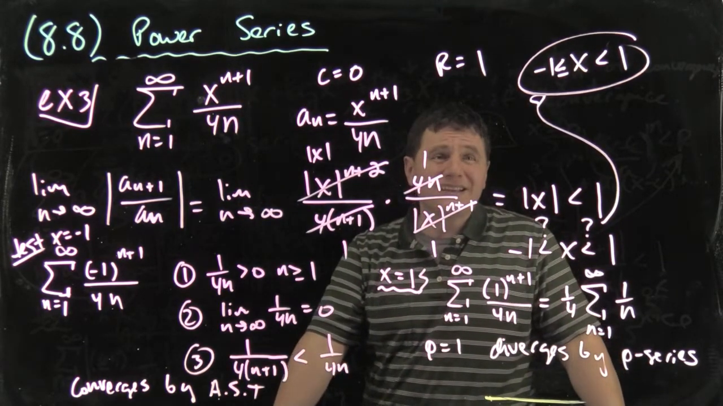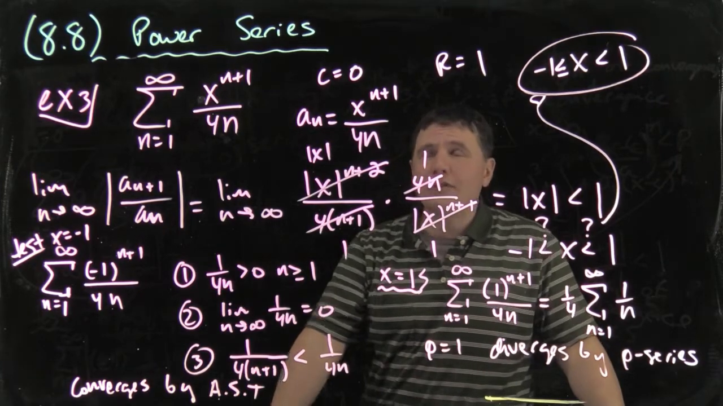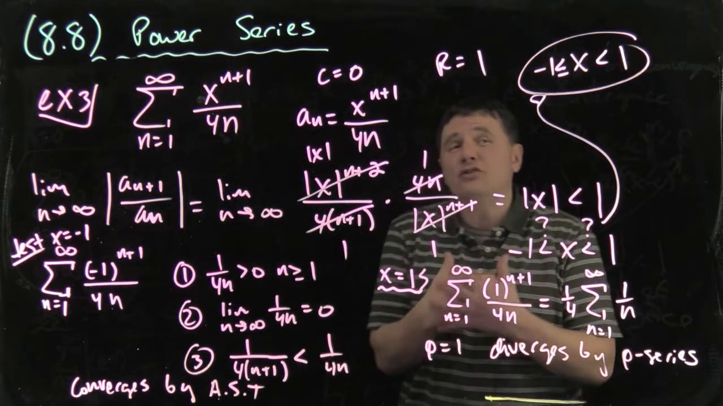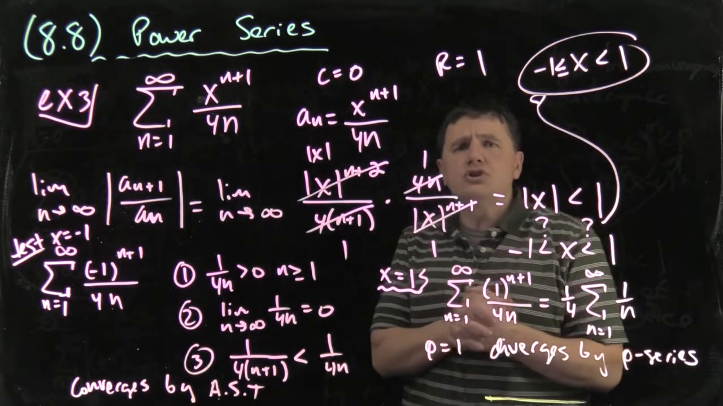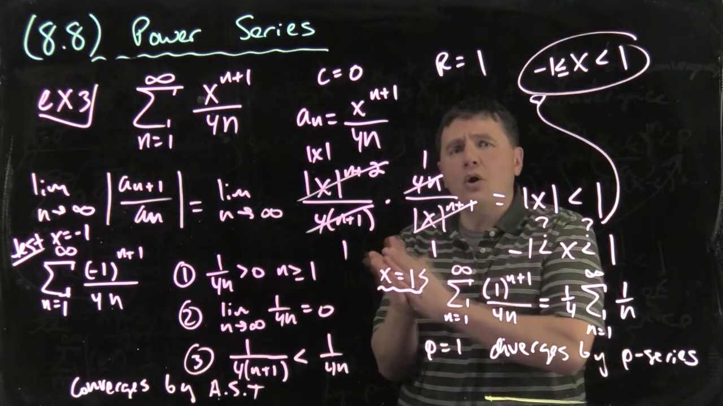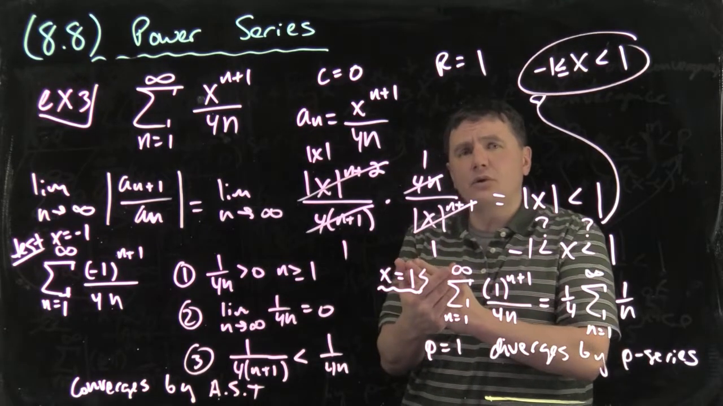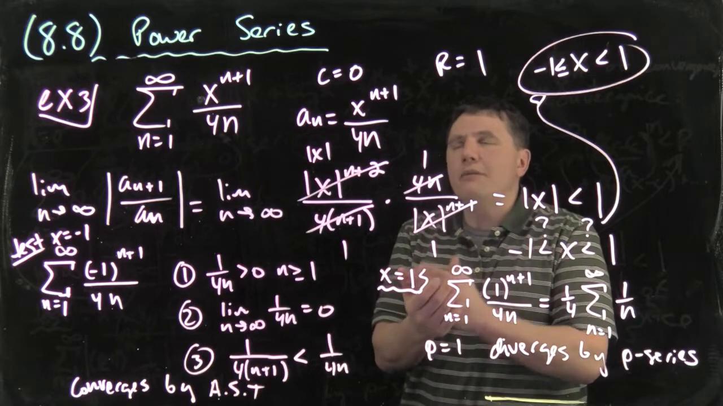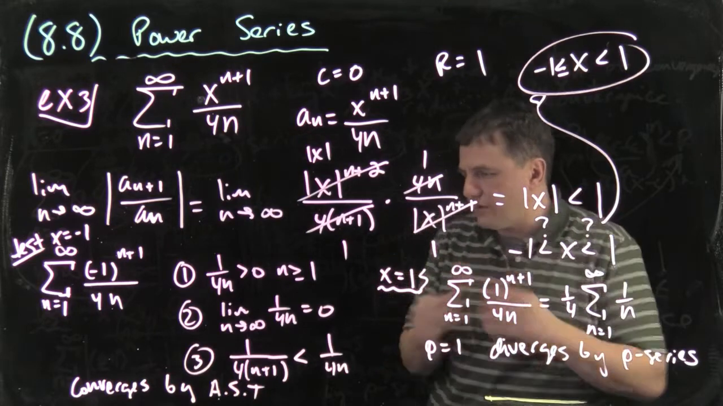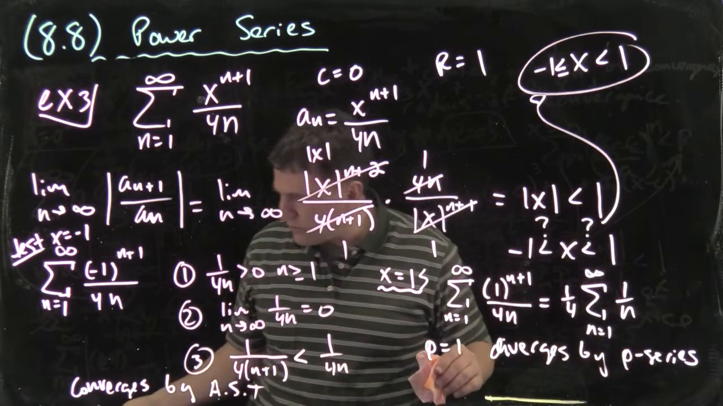So it turns out that it actually diverges for all values except at the center. These things always converge at the center. Just like Taylor polynomials are always accurate at that center, or 100% accurate, these things will always converge at the center, even if the radius of convergence is 0.